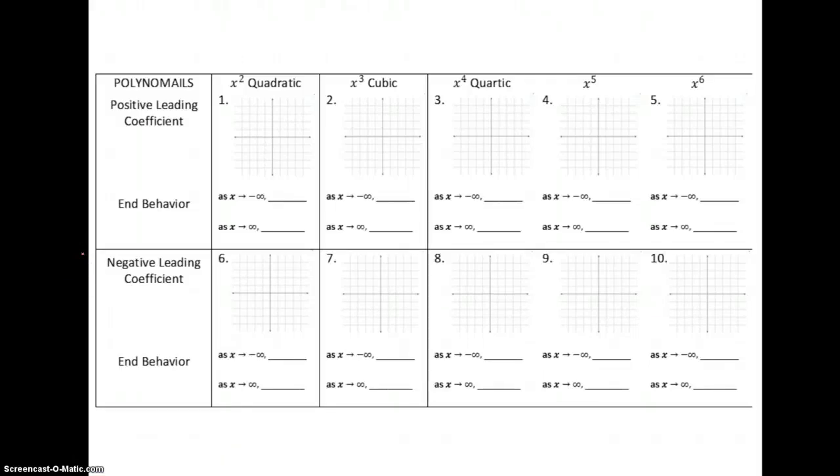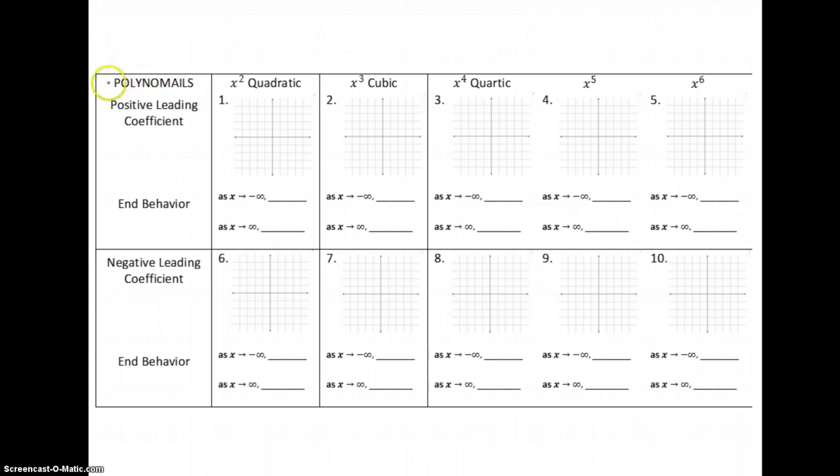Hello, Algebra 2 students. Today we are going to start learning how to graph polynomials. Before we start doing that, we're going to take a look at the parent functions and their end behavior of different types of functions. So first we're going to look at a quadratic. We just spent the last month or so before Christmas and then after Christmas looking at quadratics.